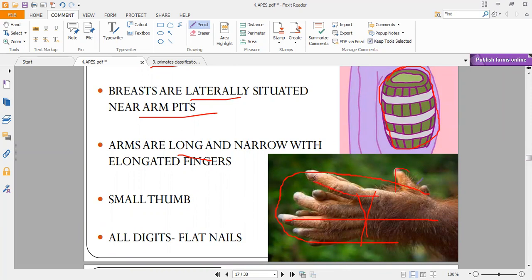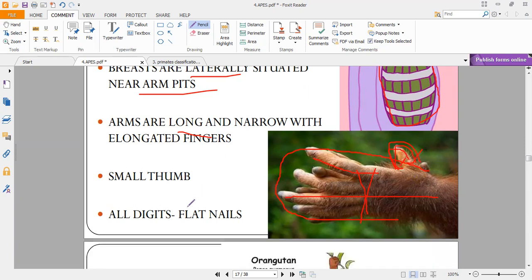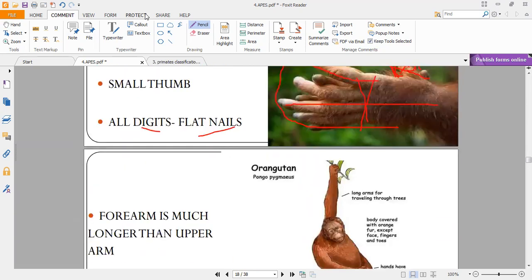Thumb is again small, as we have already discussed. Why do we need a small thumb? Because it may be a barrier sometimes if they try to jump from one tree to another, so that they do not form any kind of barrier or hurdle while jumping from one branch to another. All the apes normally have a small thumb compared to the other fingers. And all the digits have flat nails. They do not have any claws, they have flat nails.